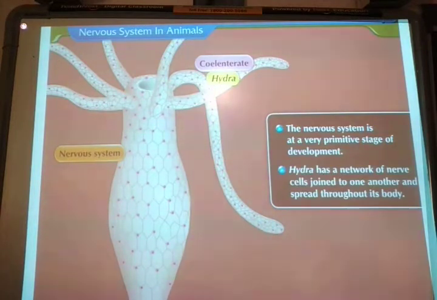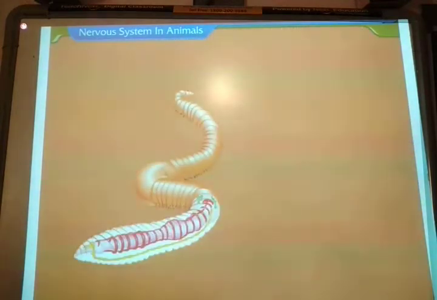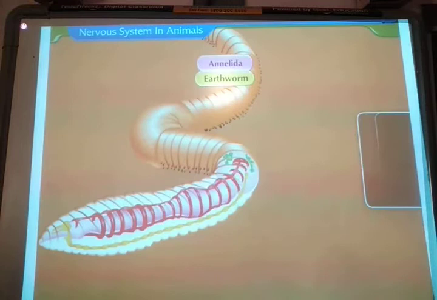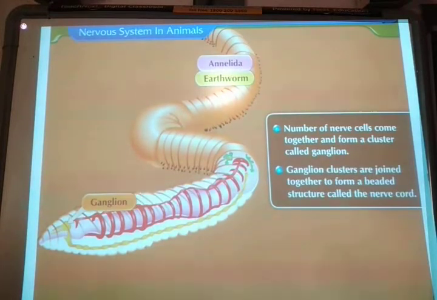It has a network of nerve cells joined to one another and spread throughout its body. In case of annelidans like earthworm, number of nerve cells come together and form a cluster called ganglion. These clusters are joined together to form a beaded structure called the nerve cord.